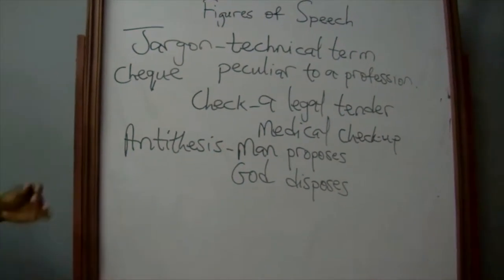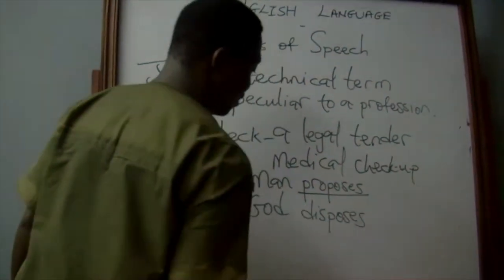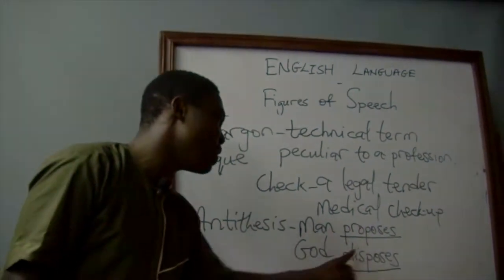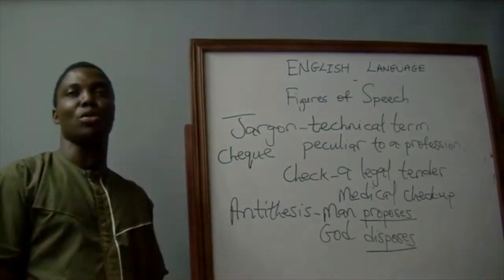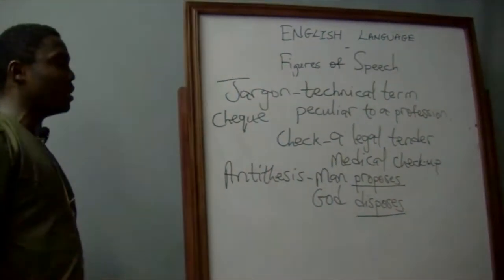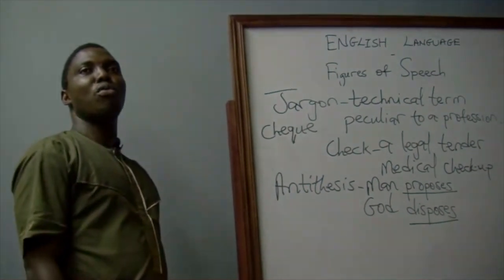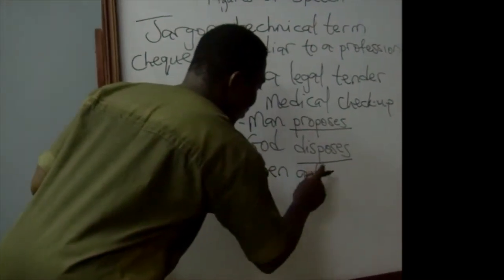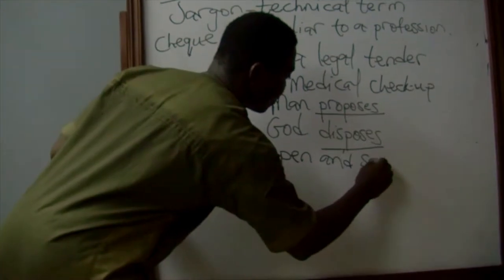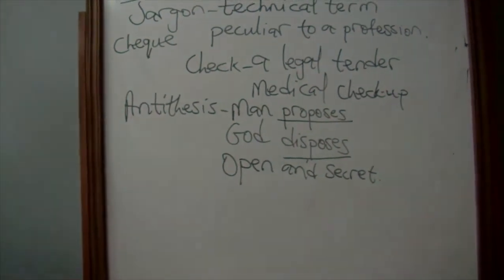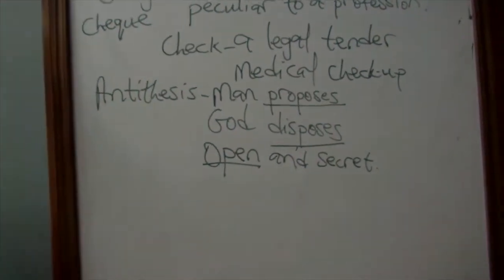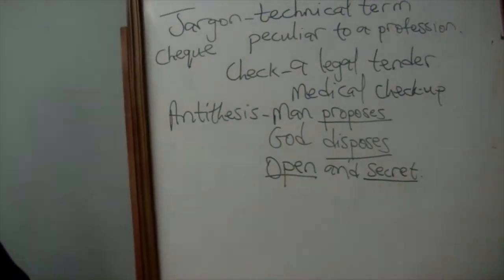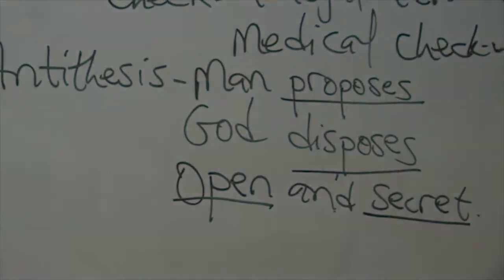You are bringing two ideas that are contradictory. You propose, but somebody else disposes. So, you are bringing together man proposes, God disposes. The two words proposes and disposes are antithetical. Or, if you say the relationship between Tunde and Joke is open and secret one. Open and secret. Looking at this, open will be a word and its opposite will be secret. So two contradictory or contrasting ideas put together will give us antithesis.